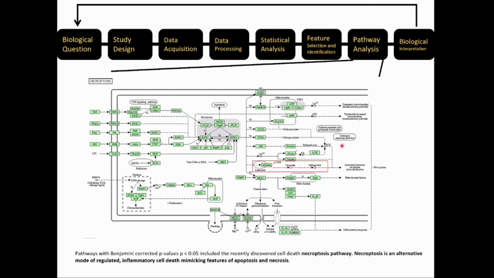This is the KEGG plot of the necroptosis pathway, where you can go into the pathways and start looking at, okay, this is going up, this is going down, and make some hypotheses of what is happening, in this case with traumatic brain injury, and use that for follow-up studies. Remember that this is really the discovery stage.